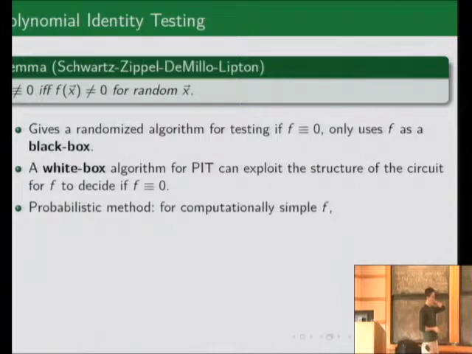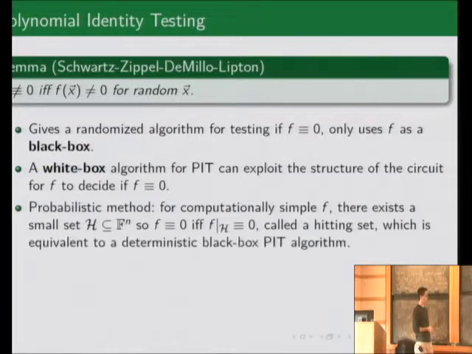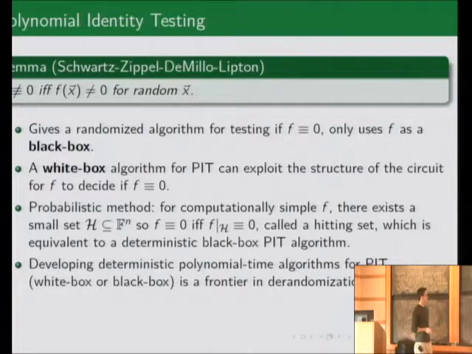So the probabilistic method, as usual, says that if you're given a computationally simple f, like an f given by a small circuit, then there exists some small set H such that f is zero if and only if f on H is zero. This is really saying that there exist small hitting sets for the set of small circuits. The main question is, are there explicit such H? That's where we're going with this talk, constructing such things. This H is called the hitting set. And it turns out that these black box algorithms are basically the same as hitting sets, so I'll mostly be talking about hitting sets.